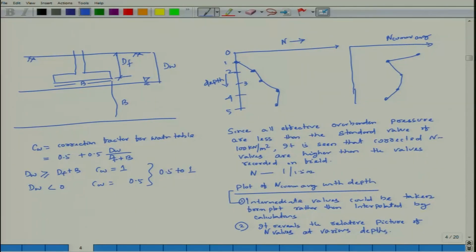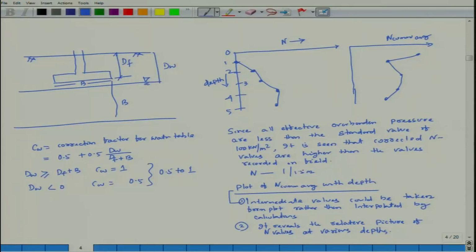All the effective overburden pressures, almost in general, are less than the standard value of 100 kilonewton per meter square. I am not saying that all are less, because it depends upon the depth, but in general, effective overburden pressures are less than 100 kilonewton per meter square. So, it has been observed corrected N values are higher than the values recorded in the field. Whatever value you have recorded, because it is less than 100, corrected N values are always higher.